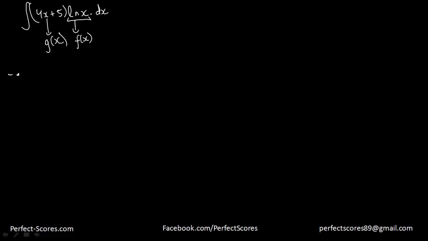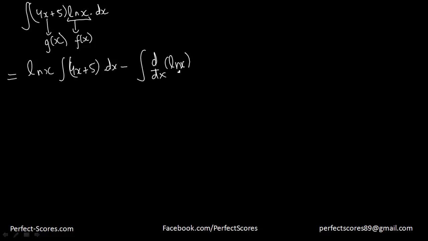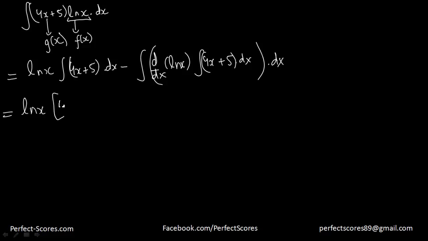So this is going to be equal to f of x, which is ln of x, into the integration of 4x plus 5 dot dx, minus the integration of the differentiation of ln of x into the integration of 4x plus 5 dot dx, into the whole dx. So this is going to be equal to ln of x into, if you integrate this, 4x square over 2 plus 5x. I'm using the power rule here: 4x will become 4x square over 2.